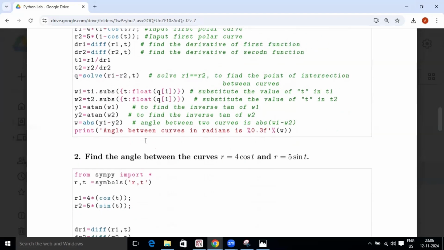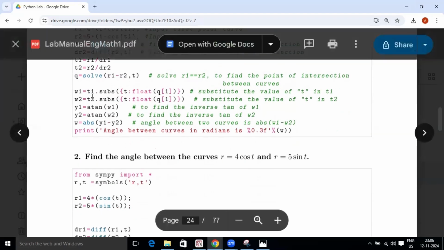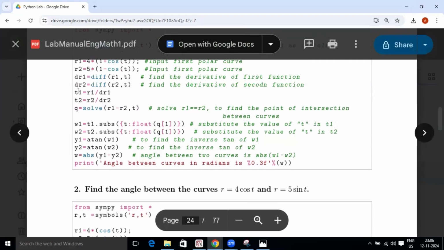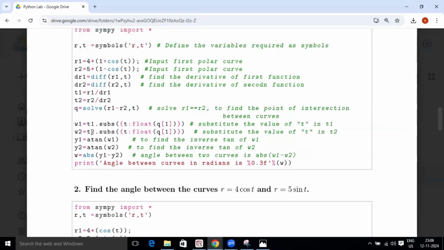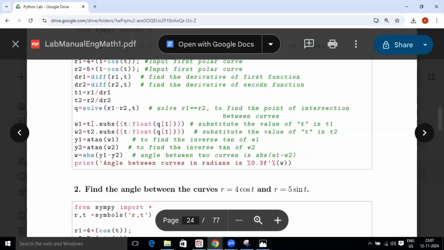This is done by solving the equation r1 equals r2. And calculating slopes at intersection points: t1 equals r1 by dr1 and t2 equals r2 by dr2, and w1, w2. The slopes of the tangent lines at the intersection points are calculated using the formula tan theta equals dr by dt. And the subs function is used to substitute the value of t at the intersection point into the expression for t1 and t2.